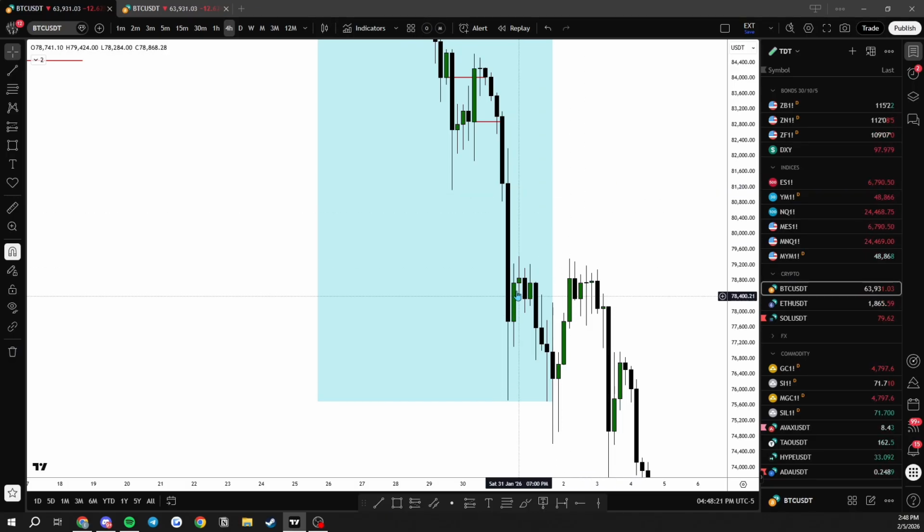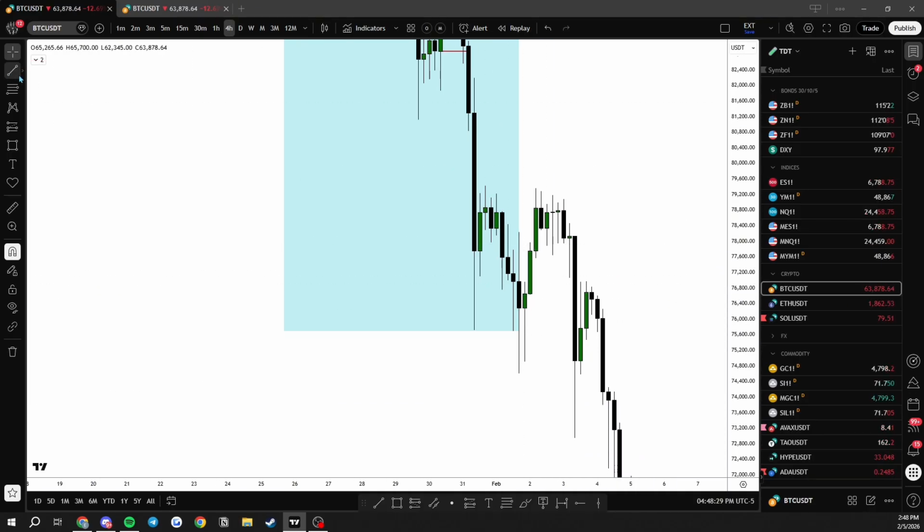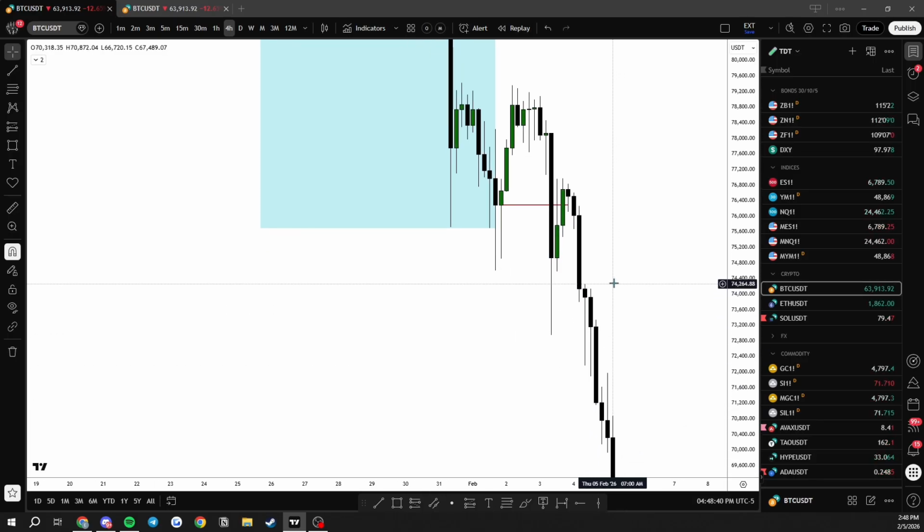Right? Same thing here, close below, comes all the way back up. Does it take out the high? Nope. Sends back lower. New order block created, right? Price moves back up into it. There's also a fair value gap in here, and then we move lower. Okay, so hopefully that clears up the order block stuff.